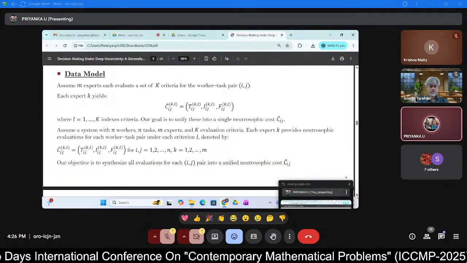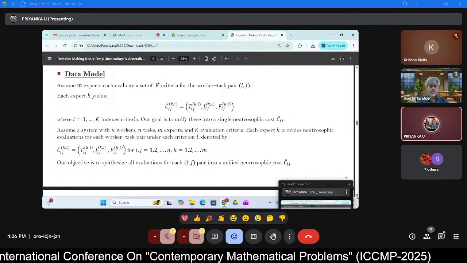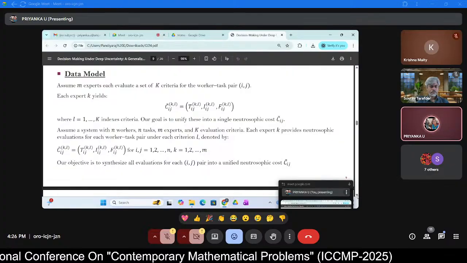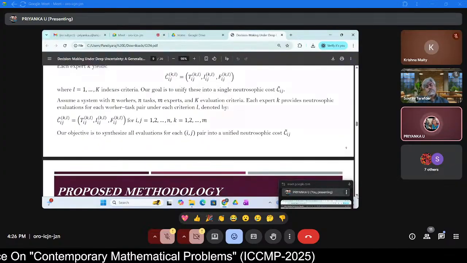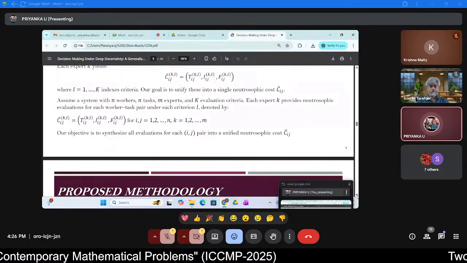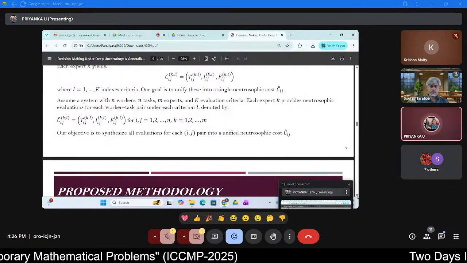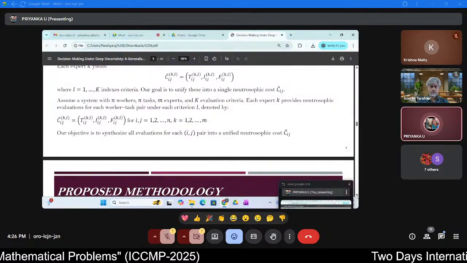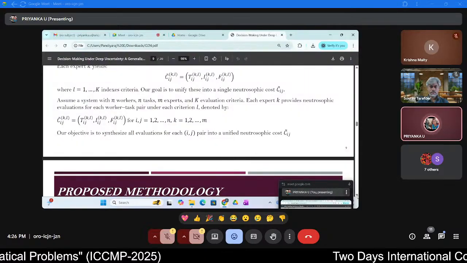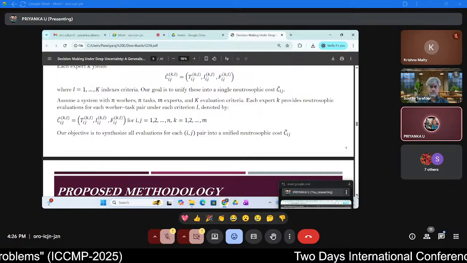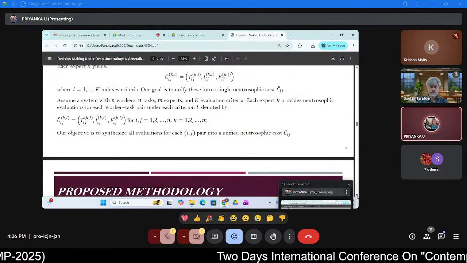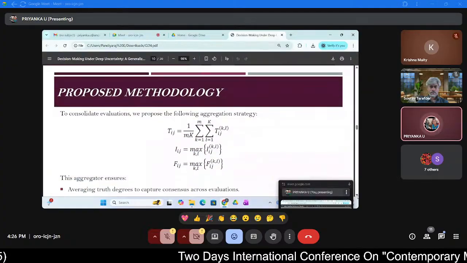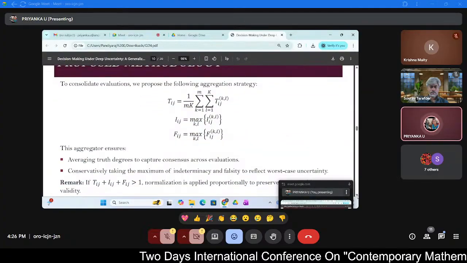Each expert k provides a neutrosophic evaluation for each worker-task pair under each criterion l, denoted by Cijkl equal to (Tijkl, Iijkl, Fijkl), for i, j equals 1 to n, and k equals 1 to m. Our objective is to synthesize all evaluations for each ij pair into a unified neutrosophic cost. To consolidate evaluations, we propose the following aggregation strategy.